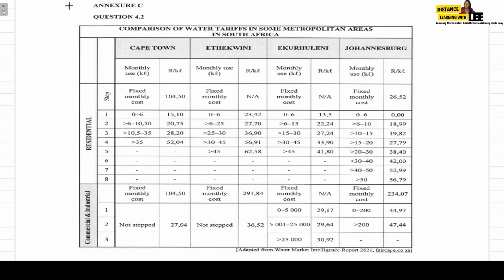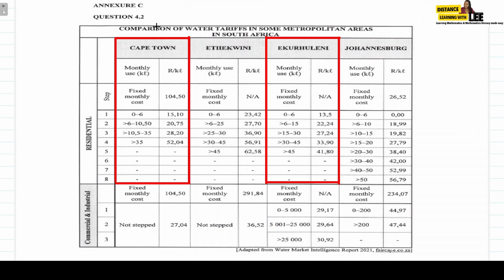So we're going to be focusing on two columns here, right? Because we are told that here we've got a comparison of water tariffs in some metropolitan areas in South Africa, right? We want to basically compare how much he would pay if he stayed in Cape Town. So that's the first one that we're going to be focusing on. And how much he would pay if he stayed in Ekurhuleni, right? So that is the second part. Okay. Let's have a look at this information that is given to us, right? So let's start with Cape Town.